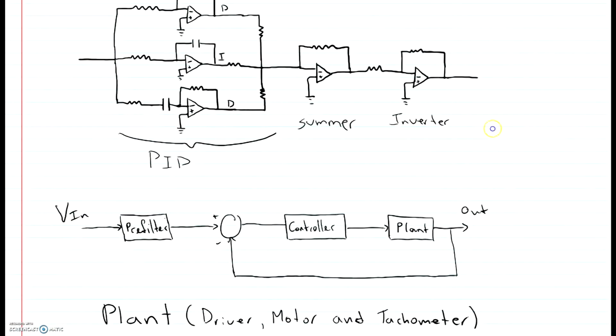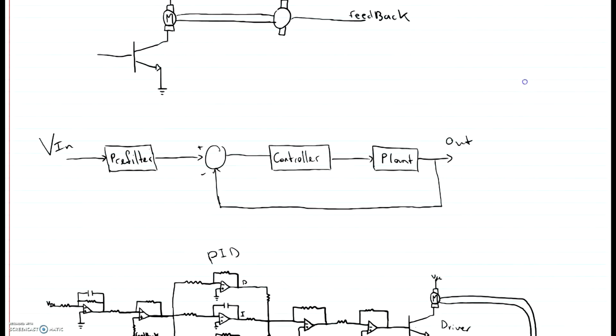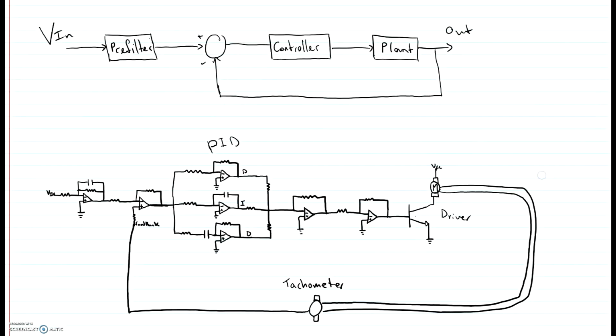Next is the plant, which includes the driver, the motor, and the tachometer. The driver increments the current from the controller in order to drive the motor, and the tachometer turns the angular speed of the rotor to an electrical signal. Next, we can see the full completed realization of the robust system.